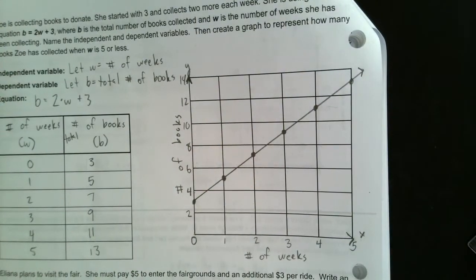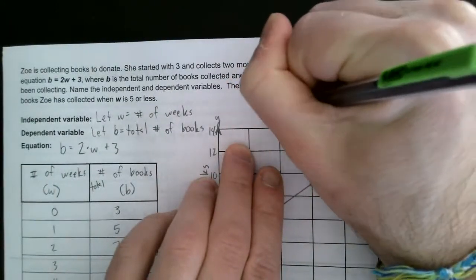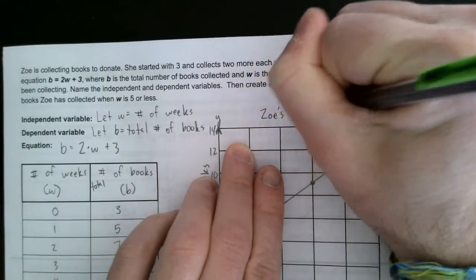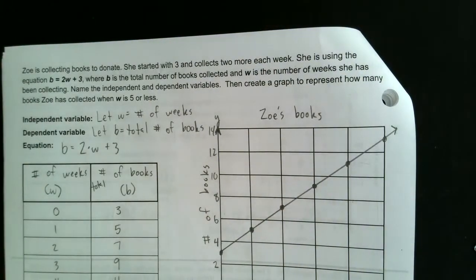Last thing, we have to label this. Let's call this one, I don't know, Zoe's Books. Zoe's Books. All right, we're going to do 2 more here.